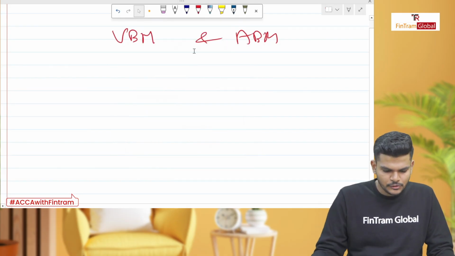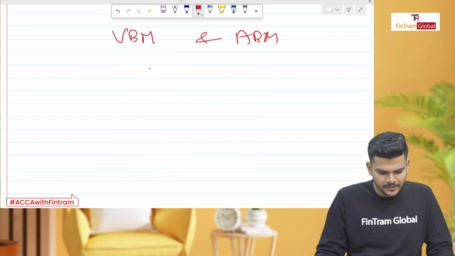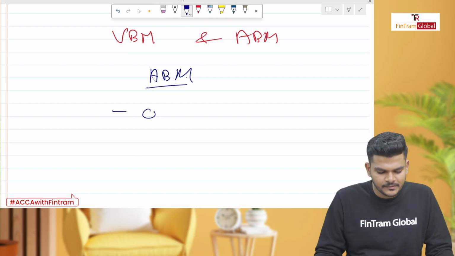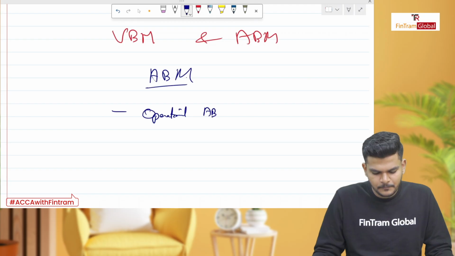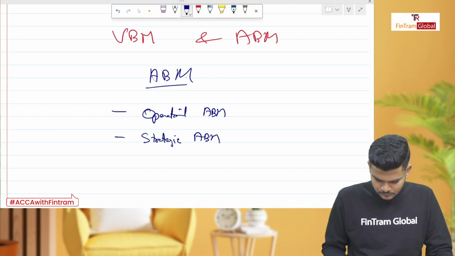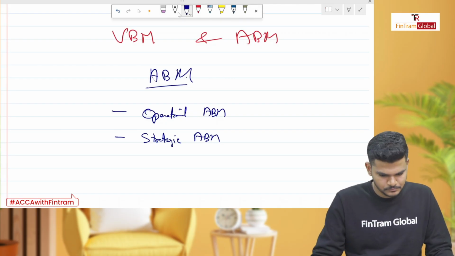And finally, we also have another concept, which is ABM, right? Activity-based management. So when it comes to ABM, there are two types, right? There is operational ABM, and then there is strategic ABM. So what's the difference between these two? I'll just write it down for you as well.